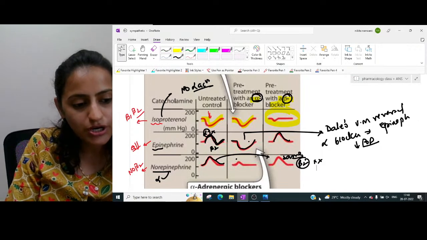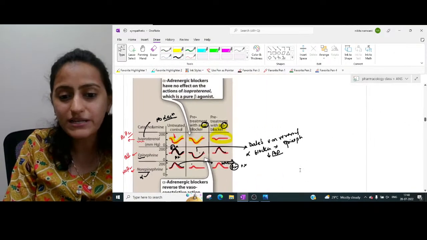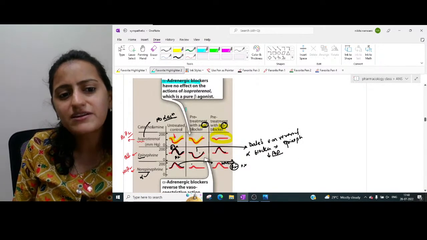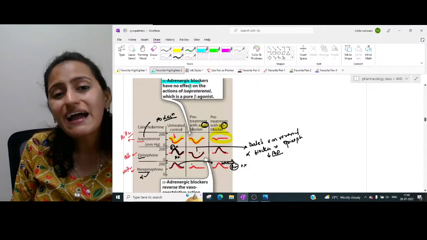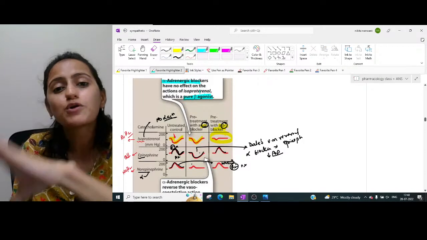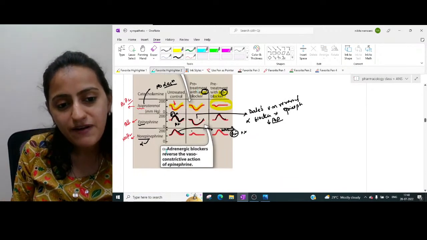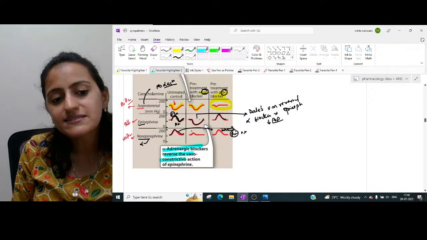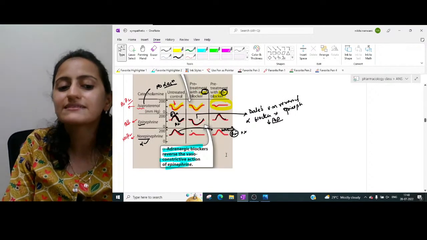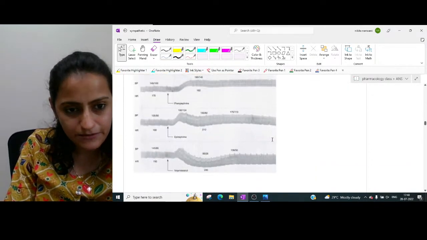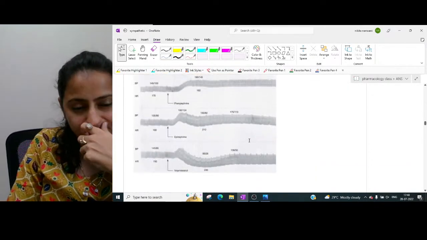Okay. So remember that these are the important graphs and you get a lot of questions on this. So basically, alpha adrenergic blockers will not have any effect on a drug which is a pure beta agonist like isoproterenol. Alpha adrenergic blockers reverse the vasoconstrictive action, that is your vasomotor reversal. Now these are the graphs from Katzung. Okay, let's have a look at this graph.